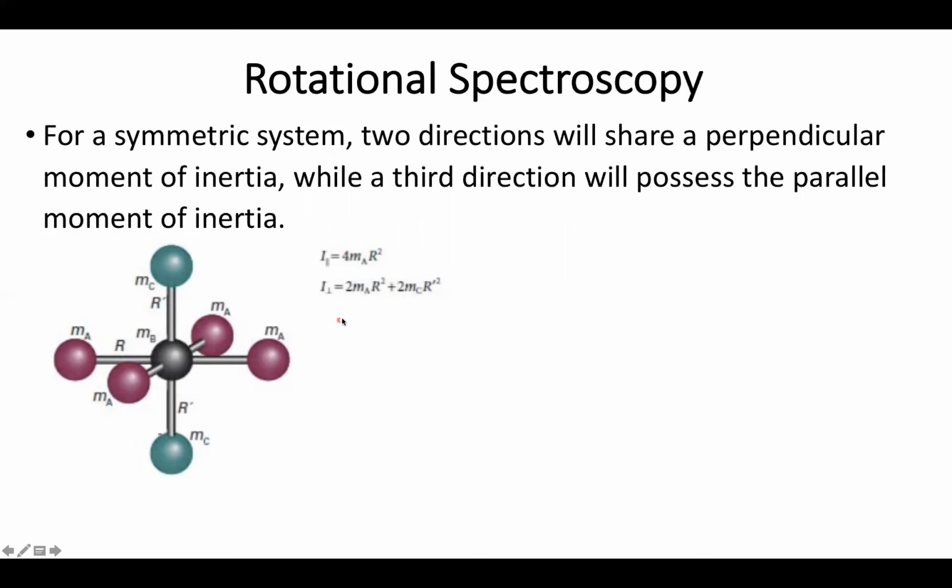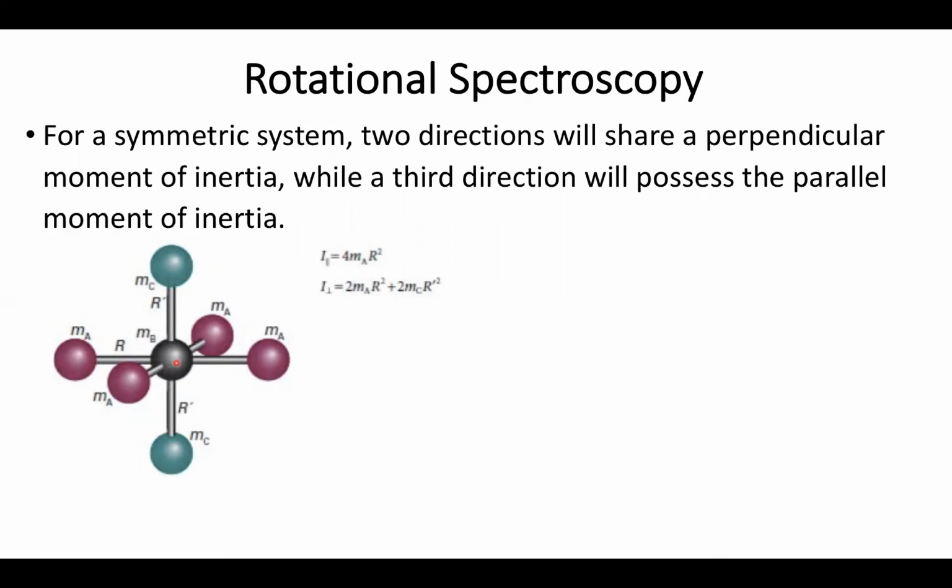But you will notice that they will share the exact same moment of inertia, which will be based on the masses of twice the mass of atom A times its bond length times twice the mass of atom C times its bond length. Atom B does not show up because it will still be the center of mass, and so it has no radial term.